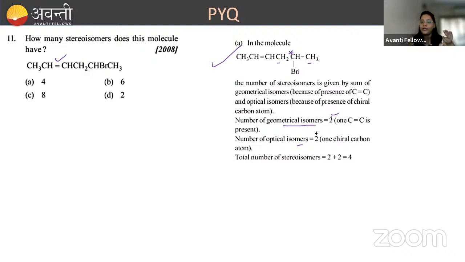So that's why 2 optical isomers are possible and 2 geometrical isomers are possible. So total stereoisomers possible are what? 4. Are you getting this? Any doubt? Yes? Okay, next.